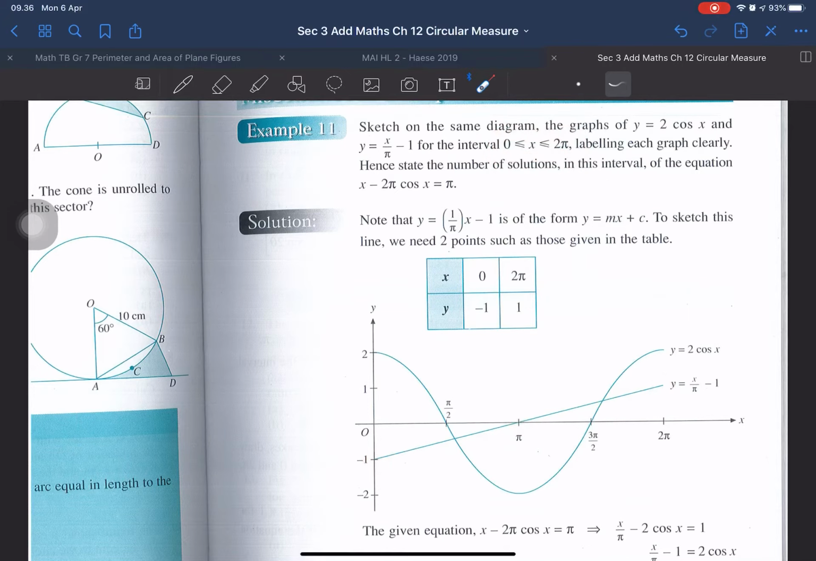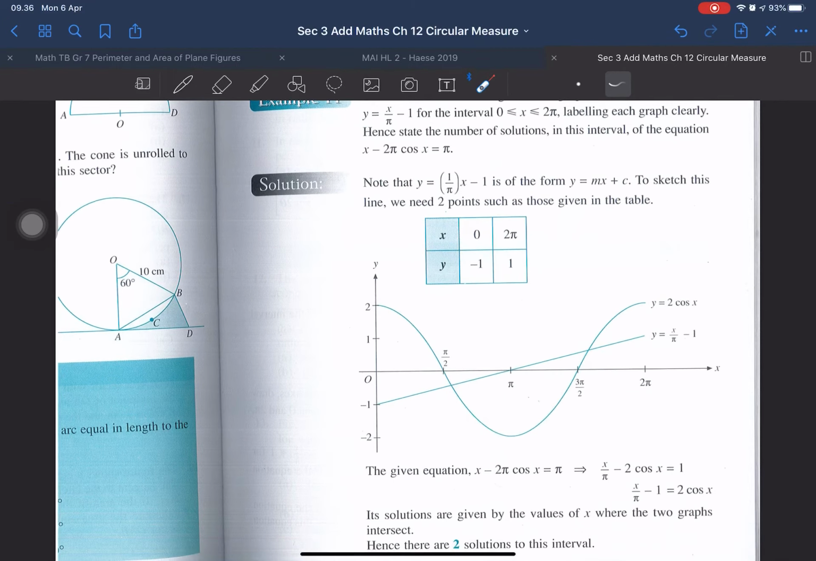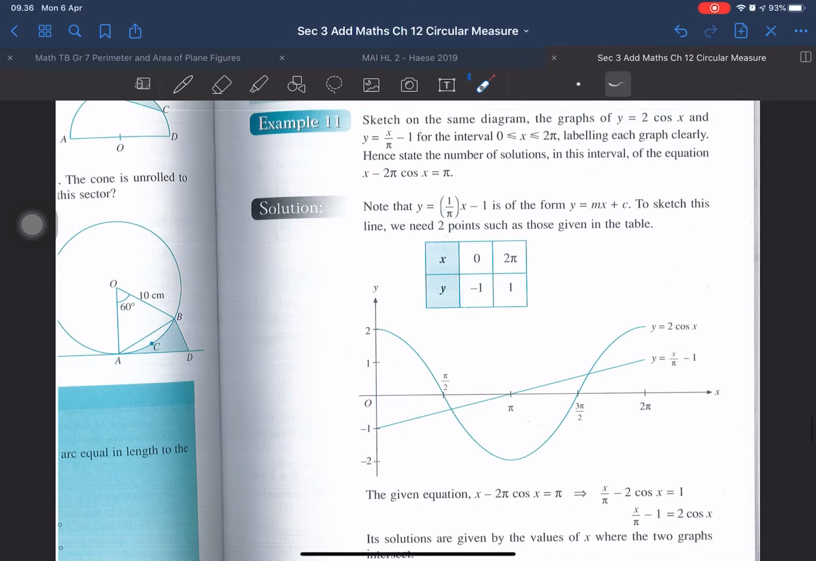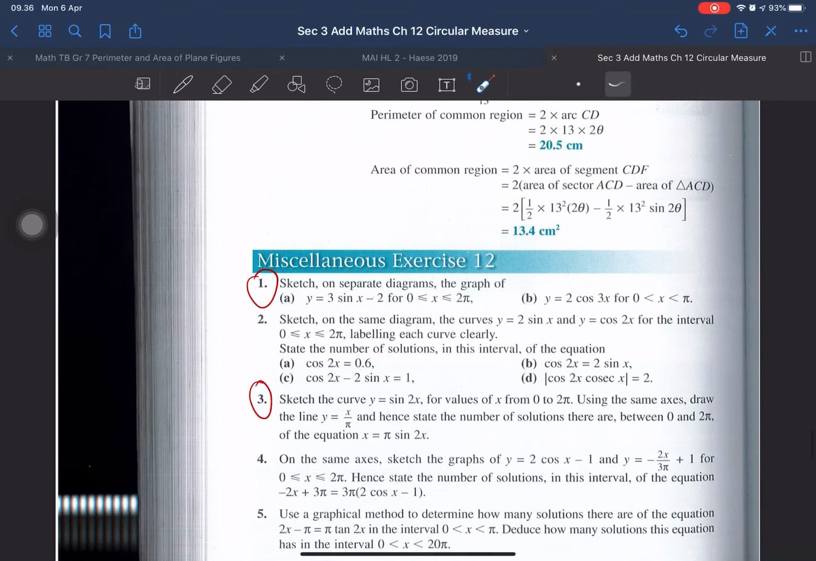Okay. Once you sketch, you just need to state how many solution are there. Solution are the intersections. So there are 2 intersections. Okay. And this example is similar with the question 3 that I will ask you to do.